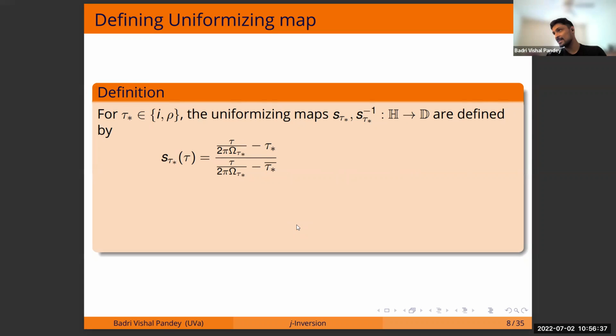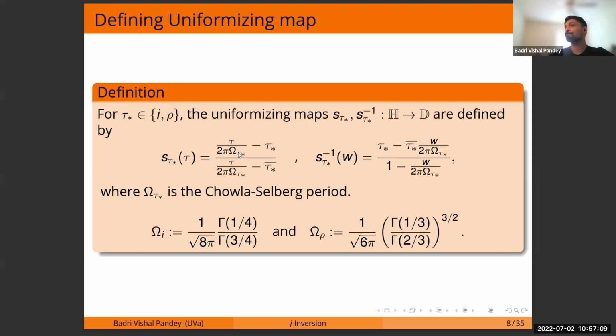To make these more precise, let me define some notation and definitions. For any tau star belonging to I and rho, we have these uniformizing maps. S tau is from S to D, and S tau inverse is from D to H. These are well known. They are not the standard uniformizing map, but we have normalized it with this factor 2 pi omega tau star, where omega tau star is the so-called Chowla-Selberg period. This is simply some ratio of gamma functions.